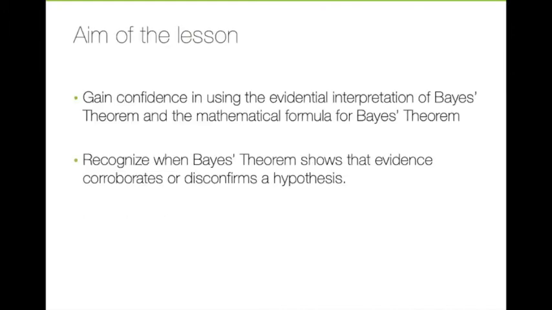There are two main goals in this lesson. First, I want you to be able to gain some confidence in using the evidential interpretation of Bayes' theorem and the mathematical formulas for Bayes' theorem, both the simple and expanded versions. You should also be able to recognize when Bayes' theorem helps show that evidence corroborates or disconfirms some hypothesis.